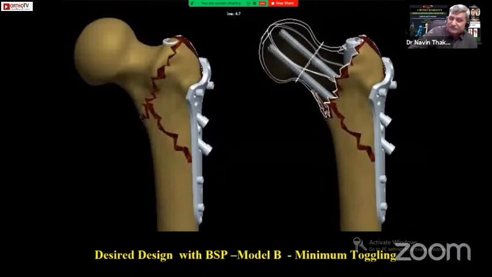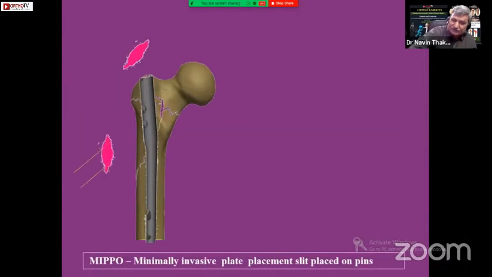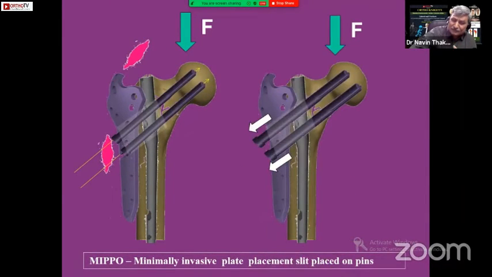So on supporting the lateral side, we found that toggling has reduced and that has given us stability, further stability. But that is through the plate, through the nail. And this is a slide plate. Reduction of the size of the proximal part to reduce the damage to the proximal part. And these pins are triflange and they are of smaller size, so it does not do any damage. This is one demonstration of how to pass a nail.